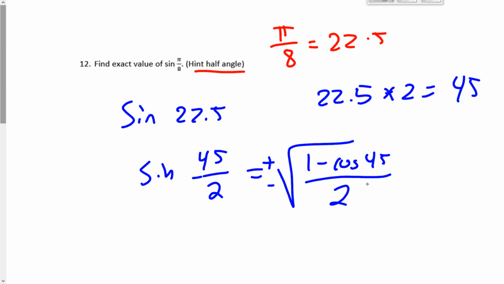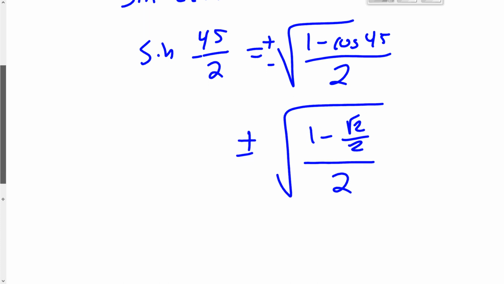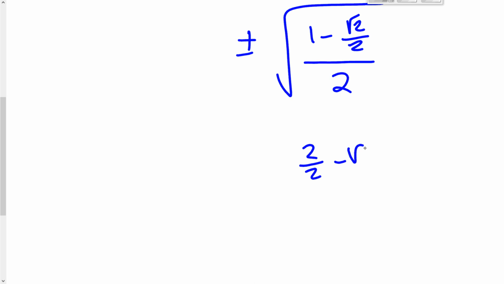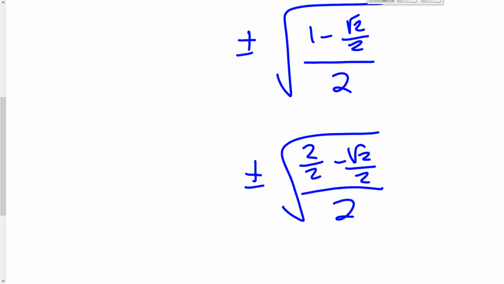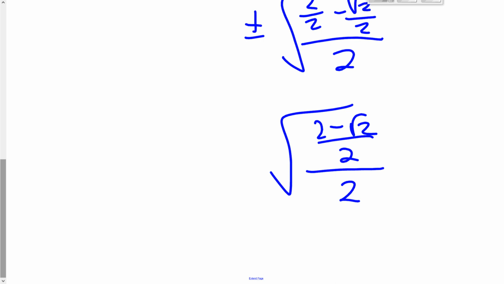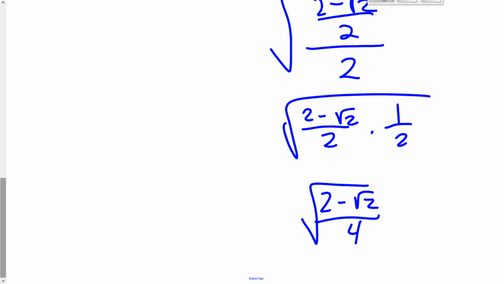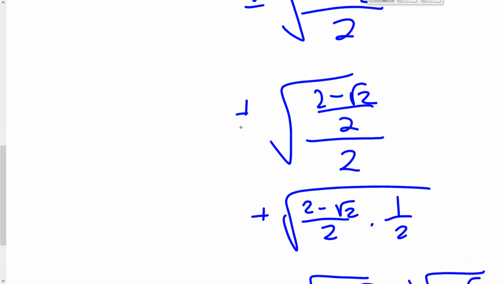So then cosine of 45 is root 2 over 2. And then we've got to take 1 minus that. So 1 minus that, and then all over 2, and then square root. And then we have 2 over 2 minus root 2 over 2, all over 2, square rooted, plus or minus. Then we get 2 minus root 2 over 2, all over 2, rooted, which is 2 minus root 2 over 2 times 1/2. The 2's can't cancel, right? So we get 2 minus root 2 all over 4. And we square root that. This is square rooted still. So then we get the square root of 2 minus root 2 over the square root of 4, which is 2. And then it's a plus and minus. So that is done.